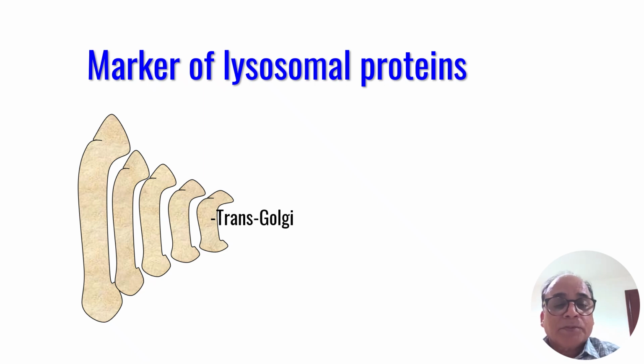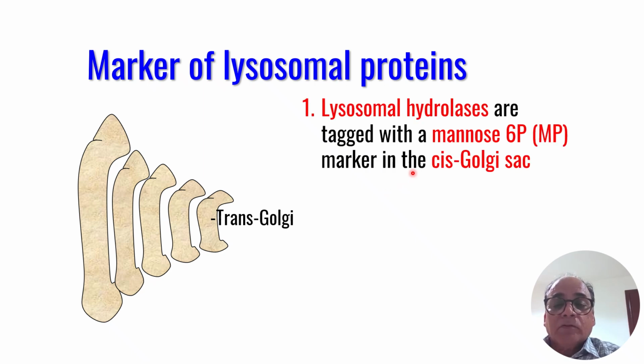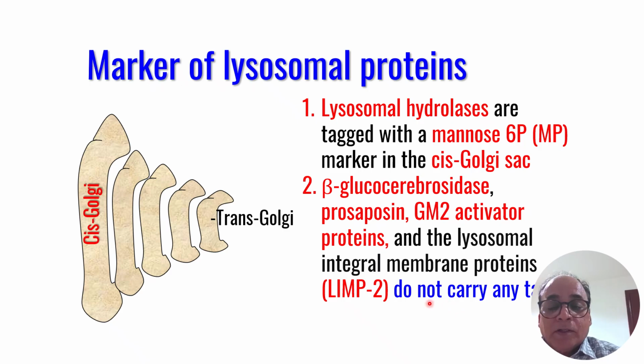Based on the presence or absence of the Mannose 6-phosphate marker, lysosomal proteins or enzymes can be divided into two categories. The first one includes lysosomal hydrolases. This is the major class. These enzymes or proteins carry Mannose 6-phosphate as a marker, which is added in the cis Golgi sac. The second includes those proteins and enzymes which do not carry the Mannose 6-phosphate tag. This includes beta-glucocerebrosidase, prosaposin, GM2 activator protein, and lysosomal integral membrane protein 2, or LIMP2.